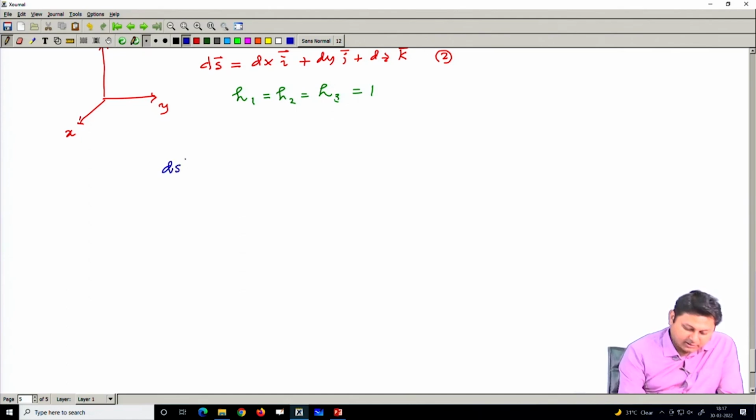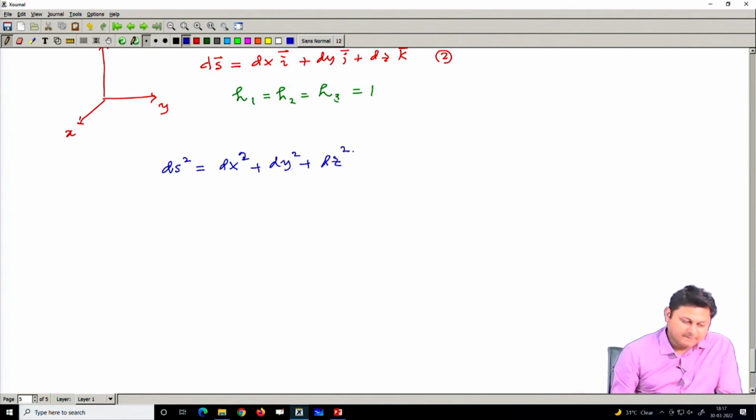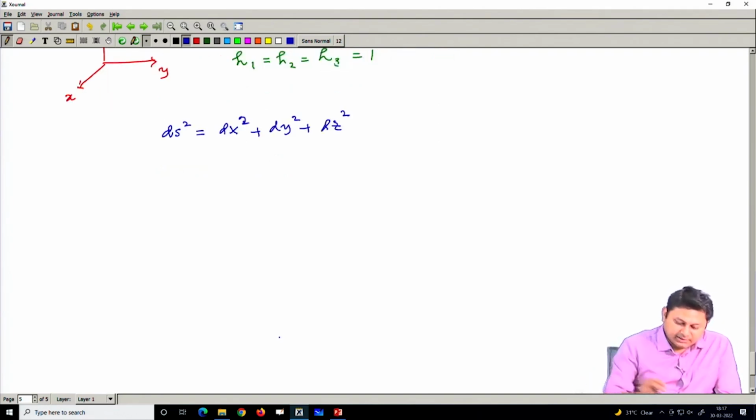D square, the square of a distance, is simply dx square plus dy square plus dz square in Cartesian coordinates. Okay. Now, these things are in the Cartesian coordinate system.